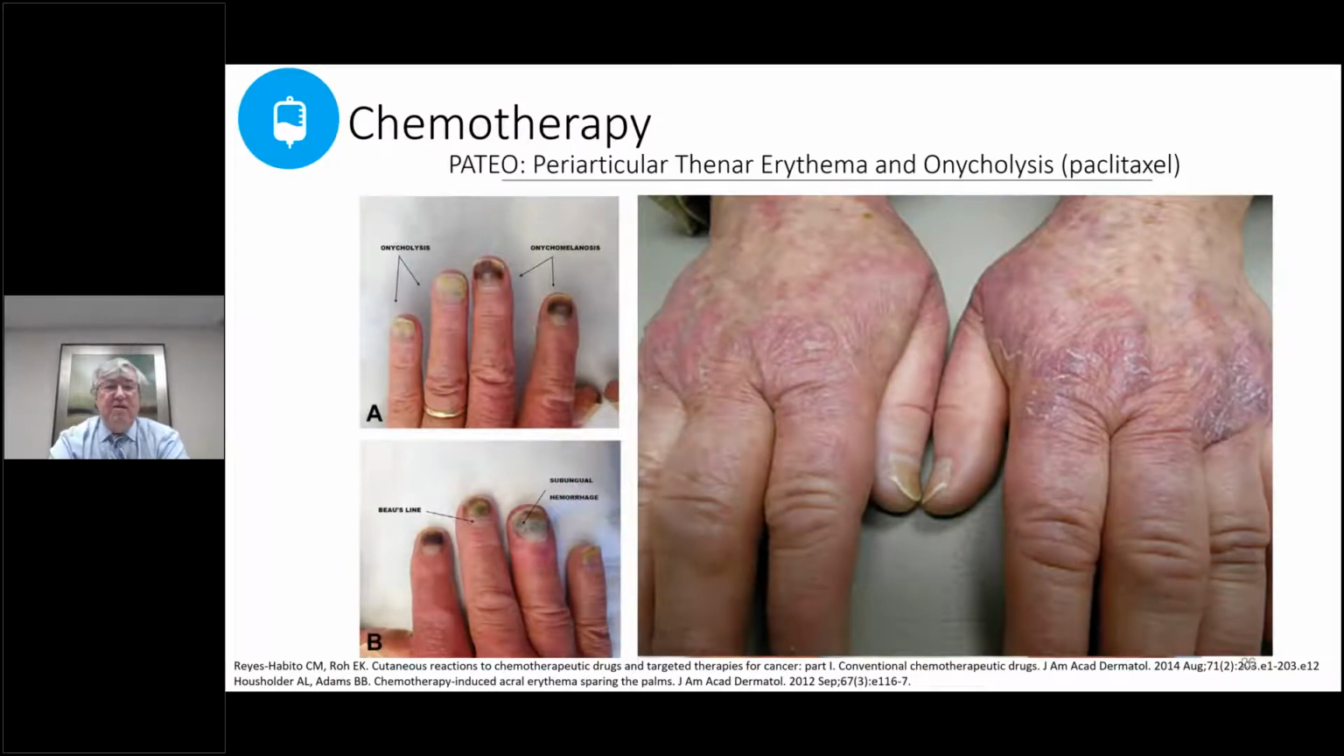This is one that I think all of us as physicians should recognize, so-called PTEH, the palmar-plantar erythema and onycholysis. This is particularly with the Taxols, and you can see the damage to the nails, lifting up the nails, the subungual hematomas there, and you can see the damage to the back of the hands, producing this sort of almost psoriasiform eruption.